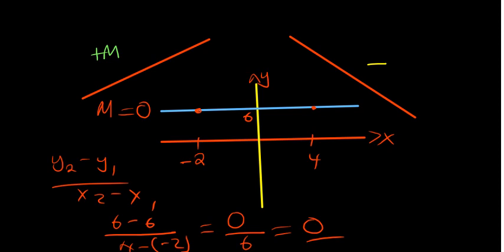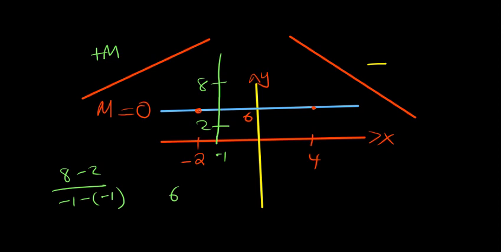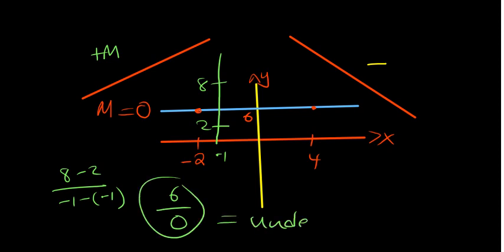Now in a case where you look at a vertical line, the gradient is undefined, and the reason is simple. Y does change. Let's say here it's 2 and there it's 8. So it'll be a change in y, 8 minus 2. But in terms of x, let's say that is negative 1, there will be no change. One thing that you know is that you can't divide by 0. So the gradient of a vertical line is undefined.